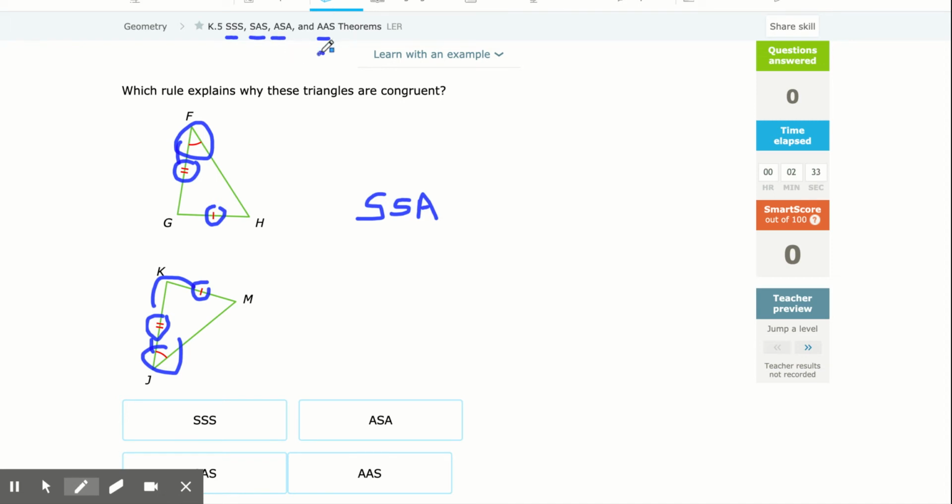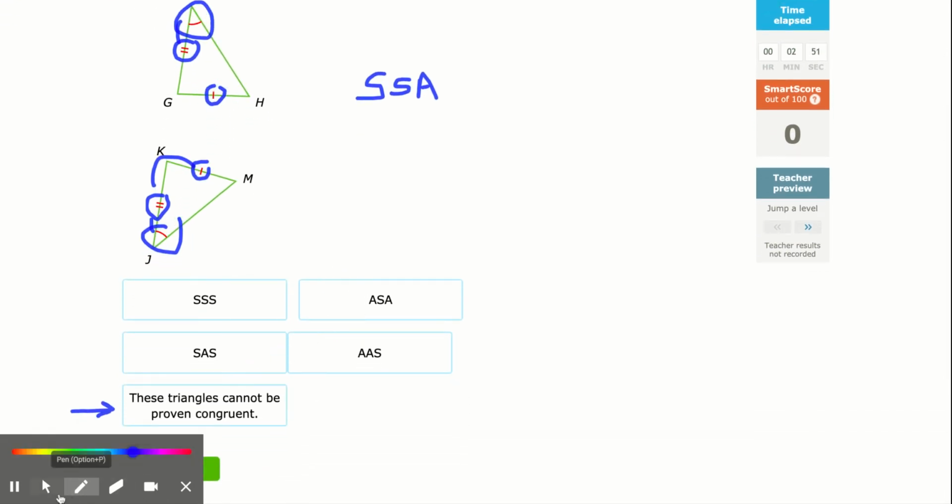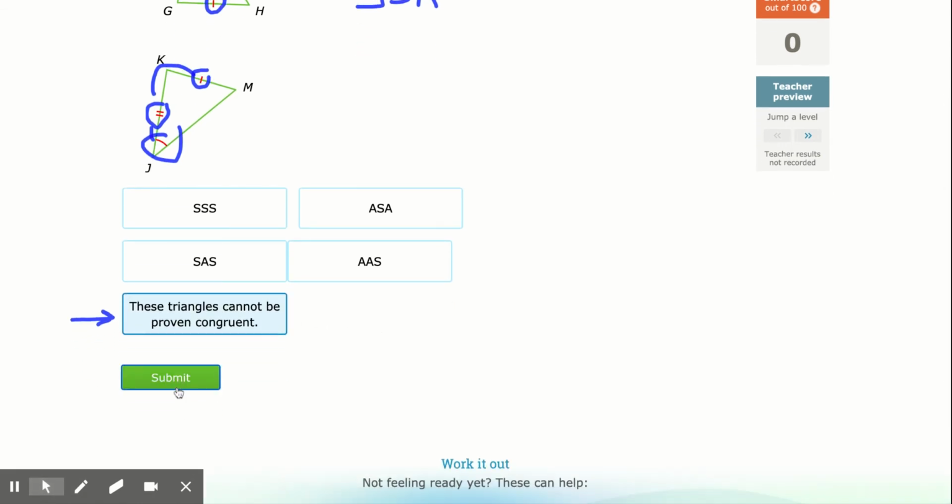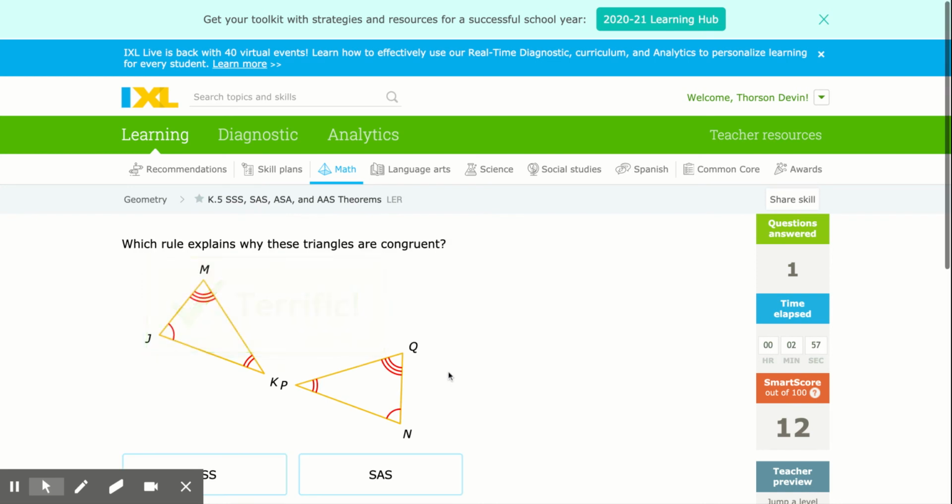Now, you might actually find side-angle-angle, which is the same as angle-angle-side, just in reversed order. But two sides and an angle where the angle is not in between, that's the important thing. The angle is not in between the two sides, that does not prove congruency. So these cannot be proven congruent. And this whole lesson is going to be continuing to do that.